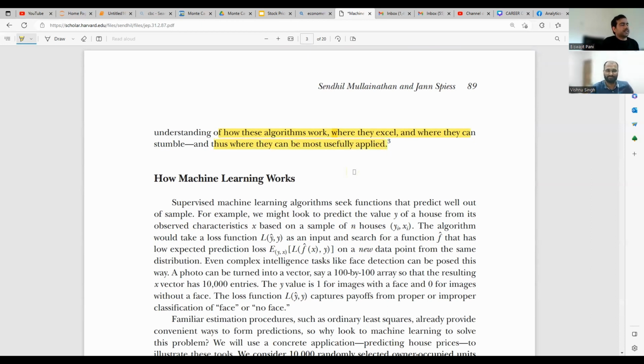Right. So the point here is that he's acknowledging the good things about machine learning, right? Even though he's a social scientist, he's acknowledging that.